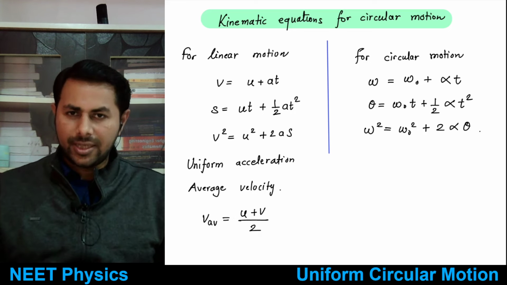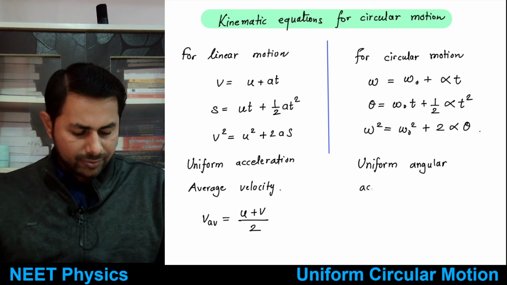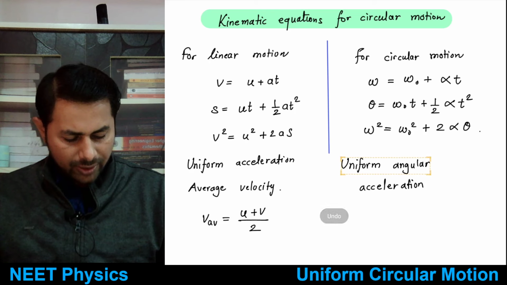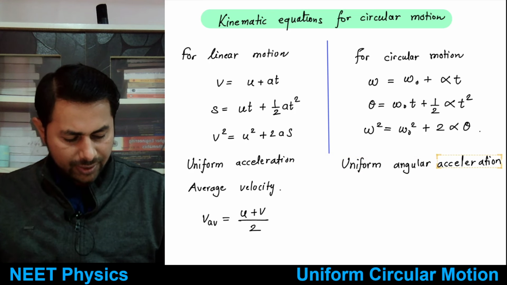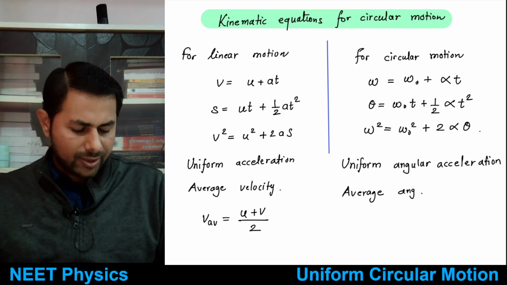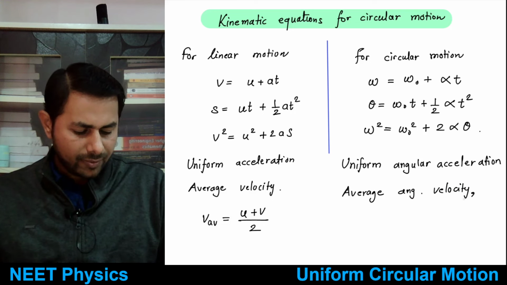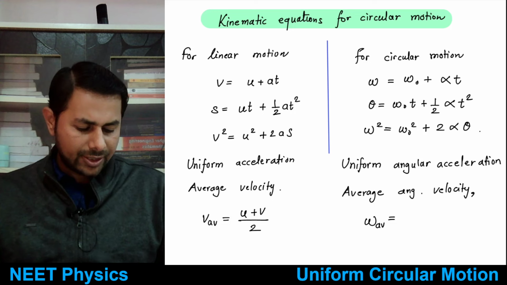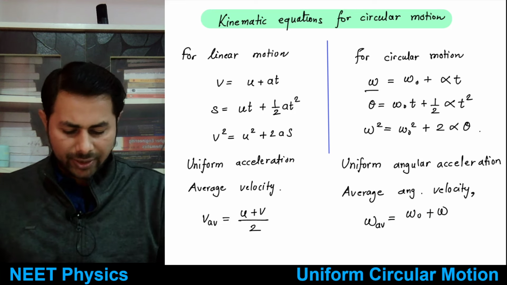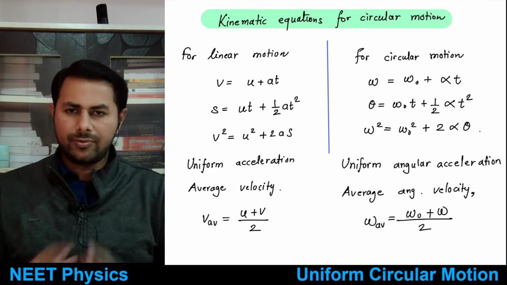So just like that, if we have uniform angular acceleration, then we can say the average angular velocity, let's call it omega average, is just equal to omega naught plus omega, divided by 2.